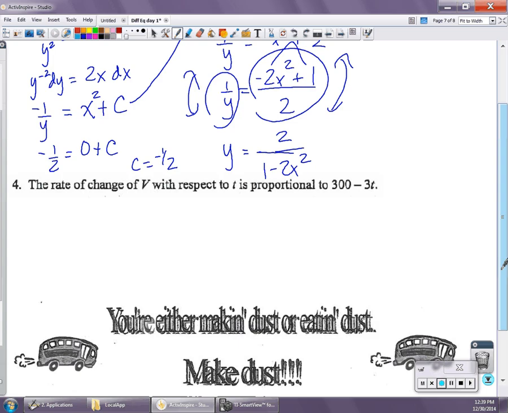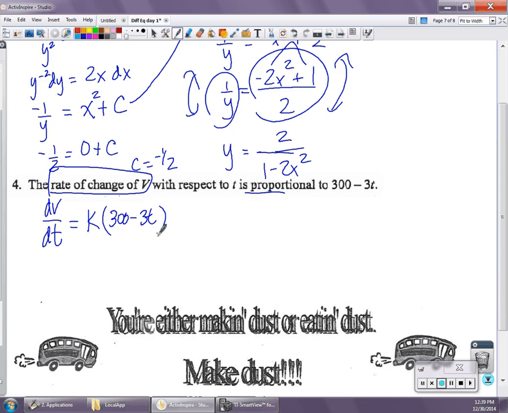Number 4, the rate of change of v. Well, we got to do some translation. Rate of change of v would be dv dt. Not a related rate. Well, I mean, it kind of is, but we're going backwards. The rate of change of v with respect to t is proportional, so we have our is, turns into equals, proportional to direct variation, 300 minus 3t.